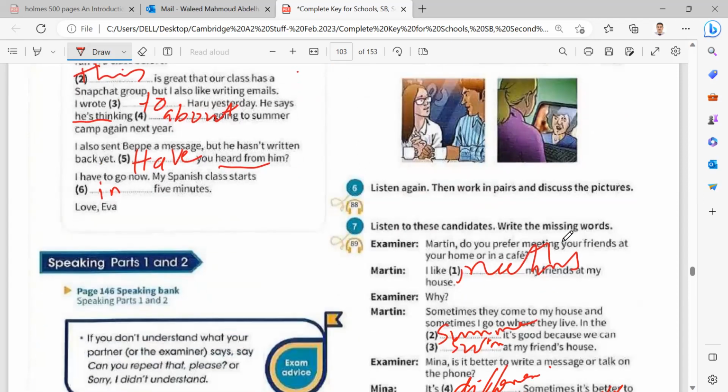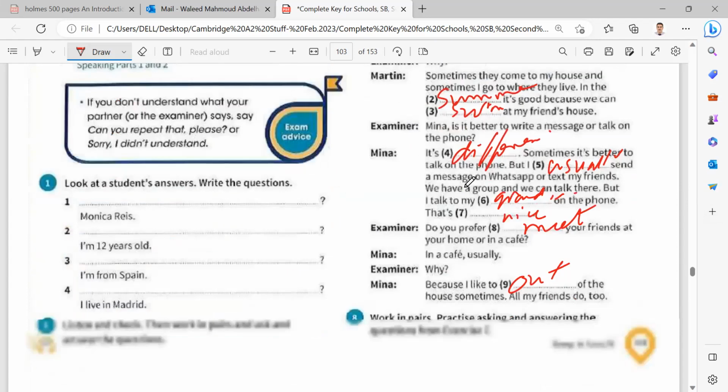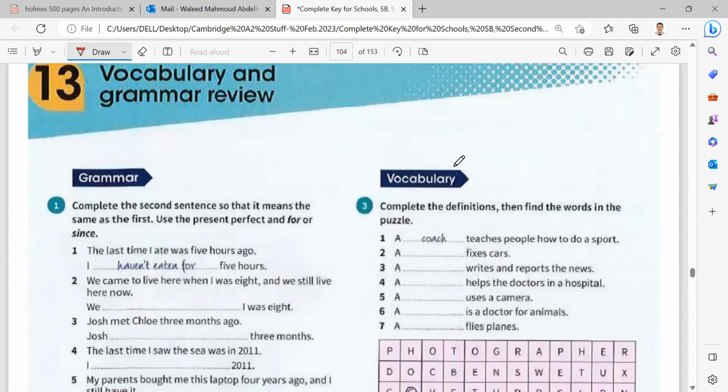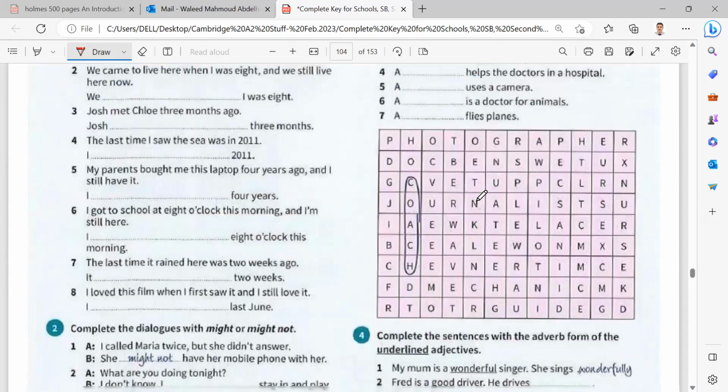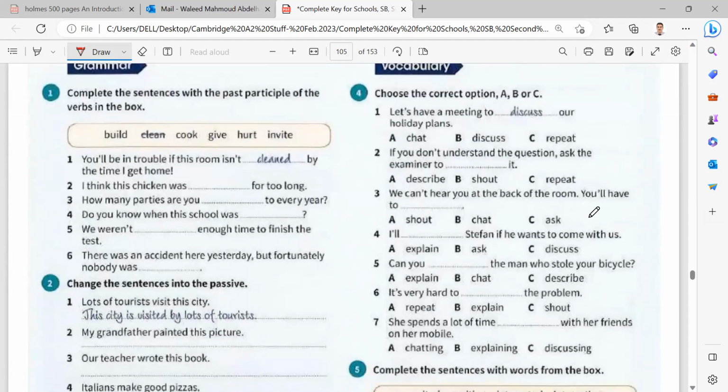Okay, so this is the end of part 2, Sarah, speaking part 2, and the end of unit 14. Okay, is it clear? Yes. Okay, nice talk with this. So let's end.